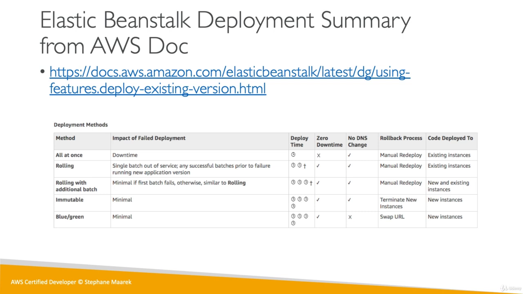And so it basically tells you what happens if there's a failed deployment. What's the deployment time? Is there zero downtime or not? Is there a DNS change? What's the rollback process? And where does the code get deployed to? So this table should make a ton of sense to you if my diagrams made sense to you as well, right? But now you should really understand all the differences between the deployment methods.